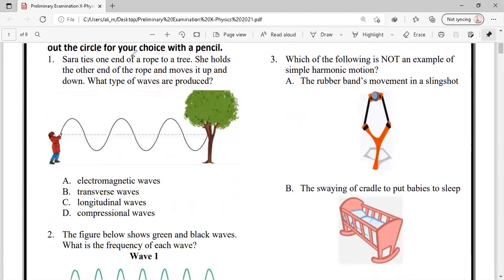So in question number 1, we have Sarah ties one end of a rope to a tree. She holds the other end of the rope and moves it up and down. What type of waves are produced?